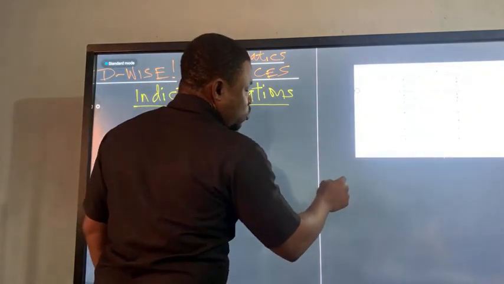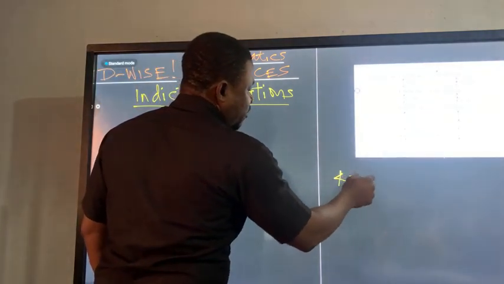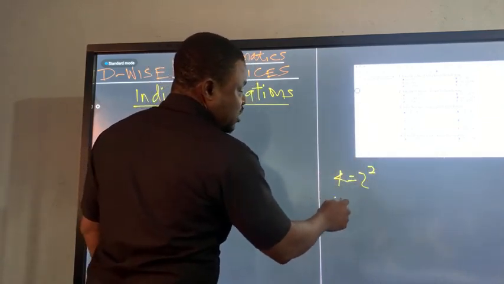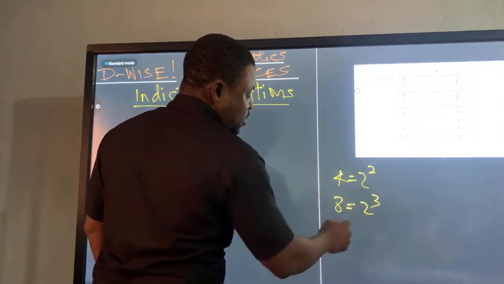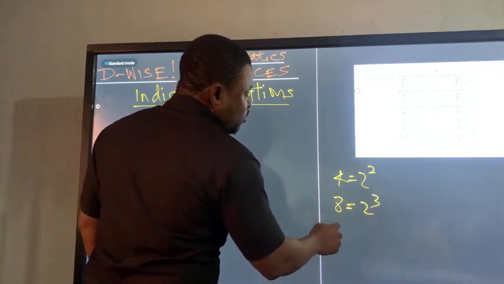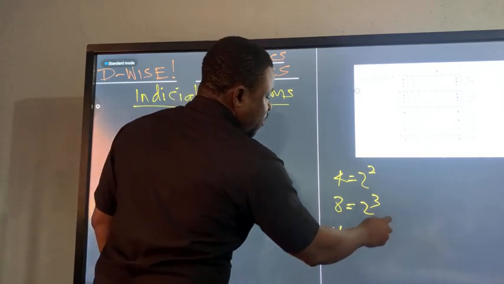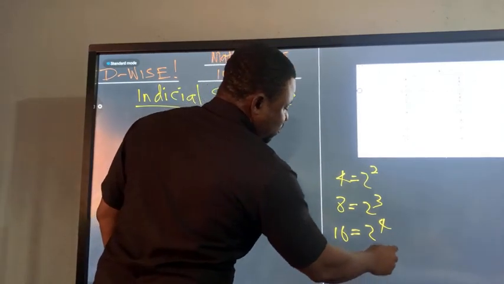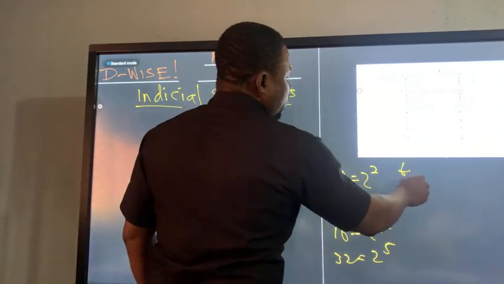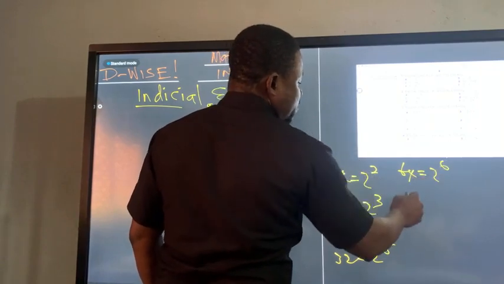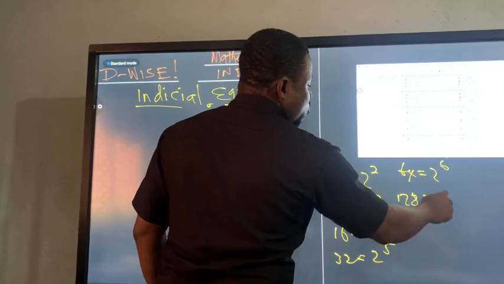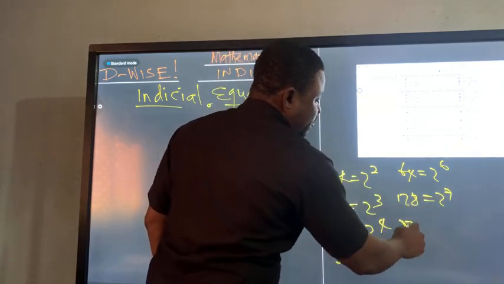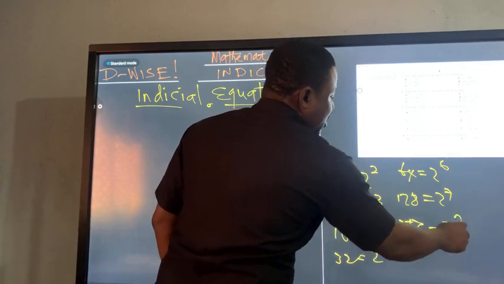We see 2, we see 4. What are we thinking about? 2 raised to the power of 2. I gave you that in one of the classes. We see 8, it is going to be 2 raised to the power of 3. 16 is going to be 2 to the 4th power. 32 is 2 to the 5th power. 64 is 2 to the 6th power. 128 is 2 to the 7th power. 256 is 2 to the 8th power, in that order.